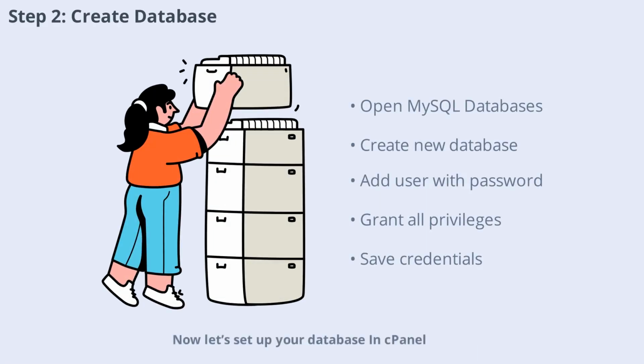Now let's set up your database. In cPanel, open MySQL Databases or the MySQL Database Wizard. Create a new database. If your preferred name is taken, try a variation. Next, create a database user and set a strong password. Add this user to your database and grant all privileges. Don't forget to copy your database name, username, and password somewhere safe. You'll need these details for your config file later. This step is essential, as your App Store relies on the database to store all its content and settings.